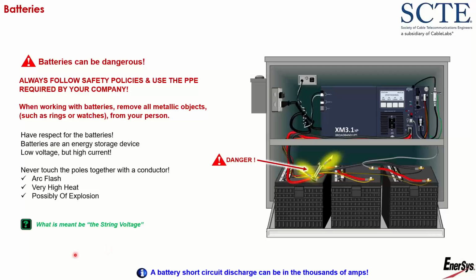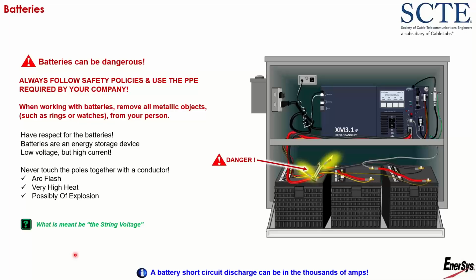Batteries. So let's talk about batteries for a bit. Batteries can be dangerous, okay? Batteries are low voltage, but again, that doesn't mean that they're safe. There is no safe voltage to work with. But batteries have a huge amount of stored potential within them. Always follow your company's safety policies. Use the PPE required by your company when working with batteries. Ideally, you want to remove your rings, your watches, your necklaces, any metal items. Have respect for the batteries.